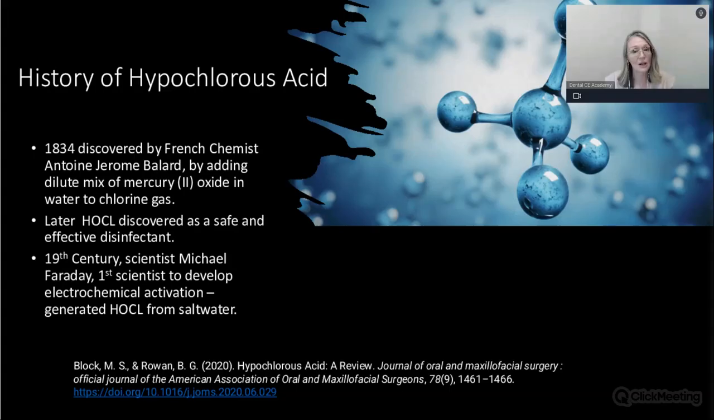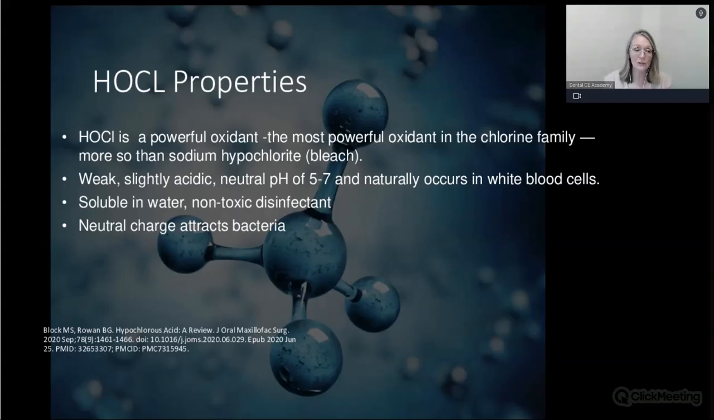Okay, so hypochlorous acid was discovered in 1834. This is a French chemist, and he added a dilute mix of mercury oxide in water to produce a chlorine gas, and later discovered that this hypochlorous acid was a safe and effective disinfectant. 19th century scientist Michael Faraday was the first scientist to develop an electrochemical activation that produced hypochlorous acid from salt water.